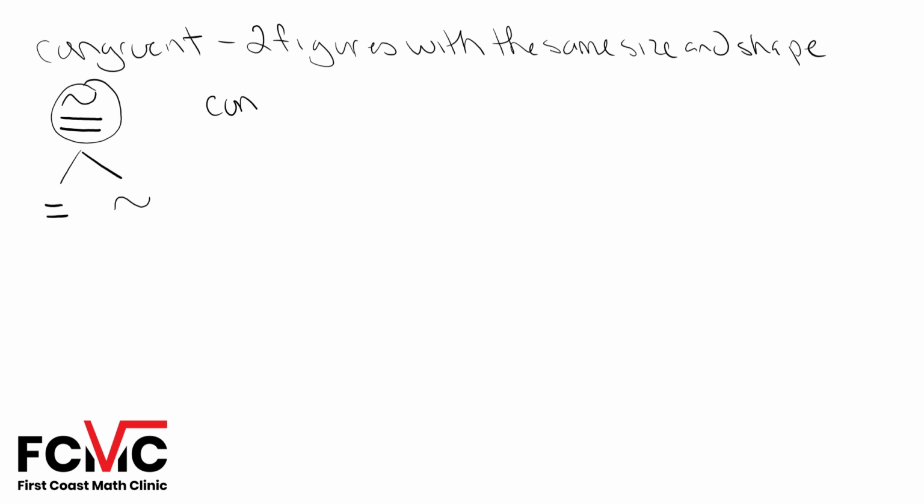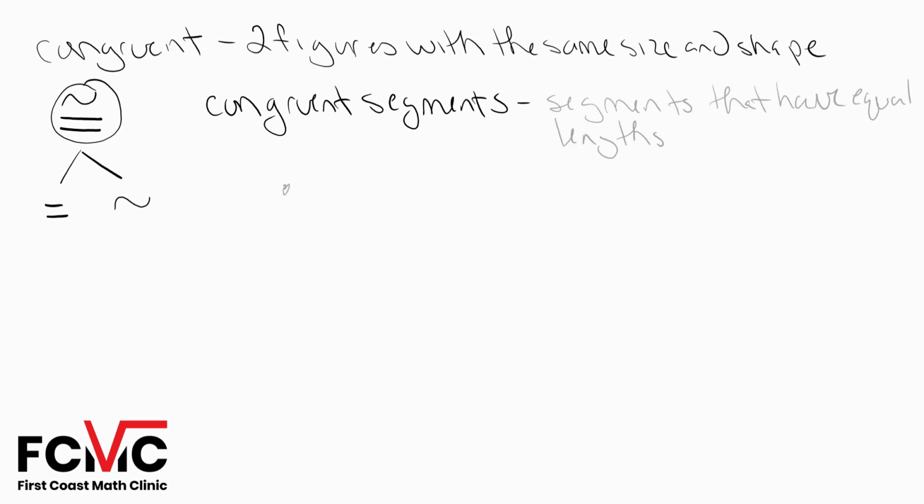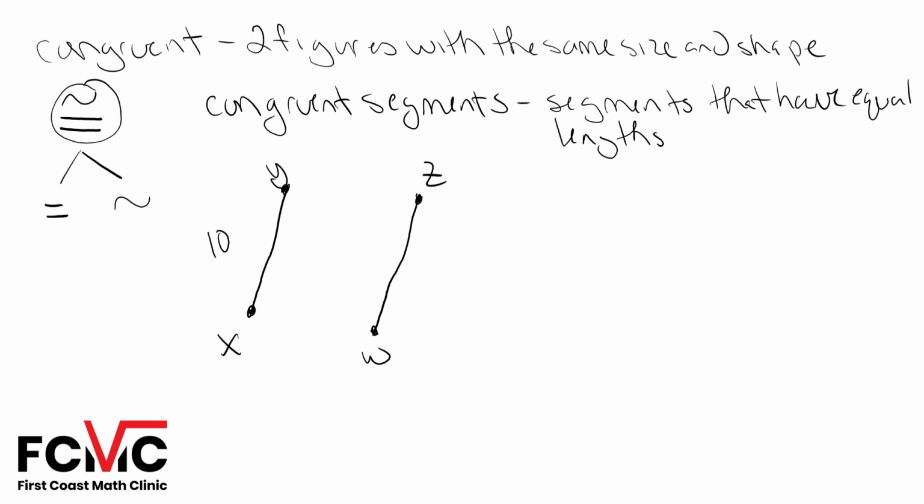Congruent segments are segments that have equal lengths. Let's start with segments XY and WZ. We're going to say that these are congruent segments at maybe 10 centimeters and 10 centimeters each. So we can write that segment XY is congruent to segment WZ. The way we're going to mark this off on our figure is we're going to put 1 slash and 1 slash through our congruent segments, XY and WZ.